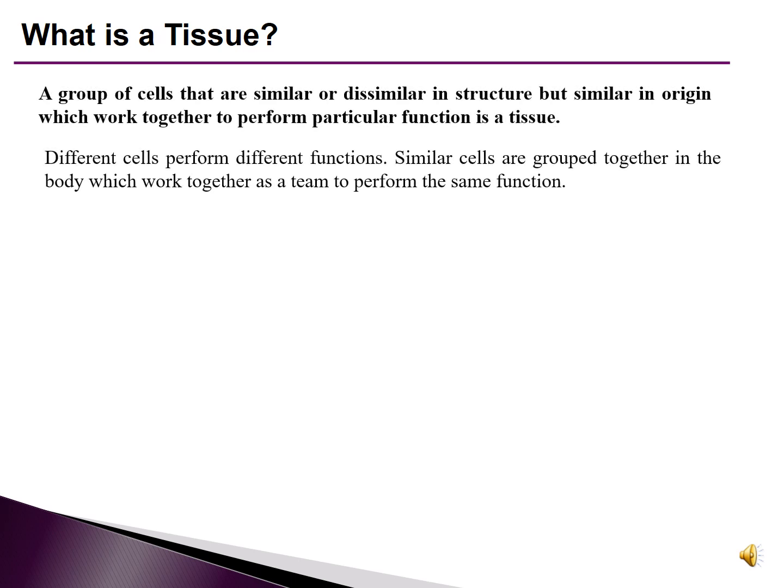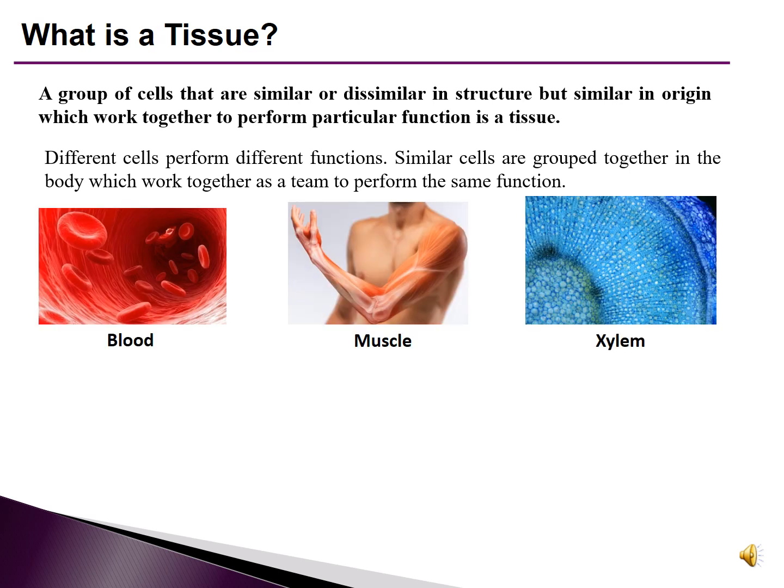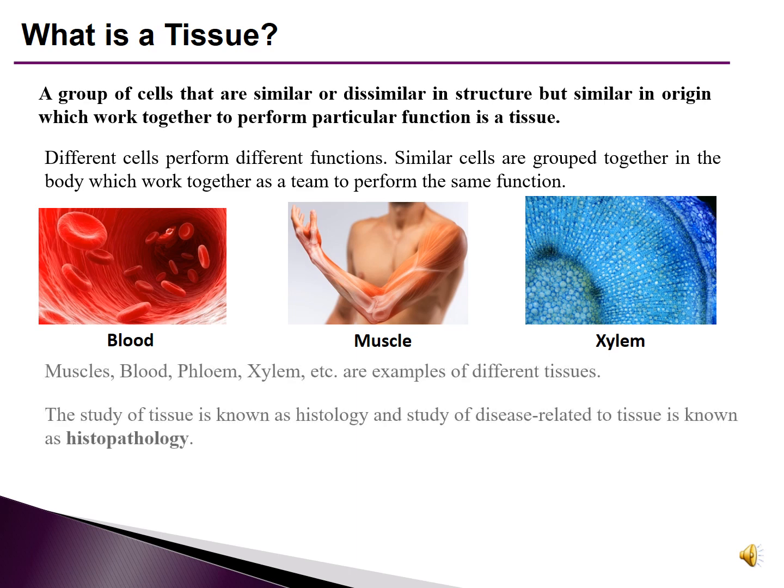A group of cells that are similar or dissimilar in structure but similar in origin, which work together to perform a particular function, is called a tissue. We know that cells are the most fundamental and structural units of life. Different cells perform different functions. Similar cells are grouped together in the body and work together as a team to perform the same function.